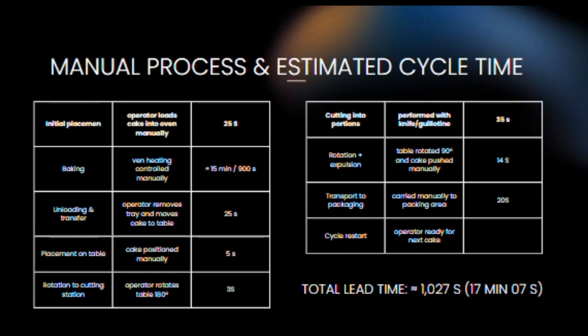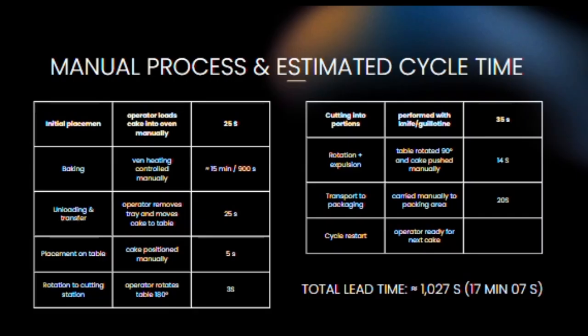Manually, the process can also be performed, but it requires much more effort from the operator. First, the worker places the tray inside the oven, closes the door, and sets the timer. This takes about 25 seconds. The baking itself lasts approximately 15 minutes. After baking, the worker removes the tray, places the cake on a table, rotates it manually, and cuts it into pieces using a knife or a pastry guillotine.